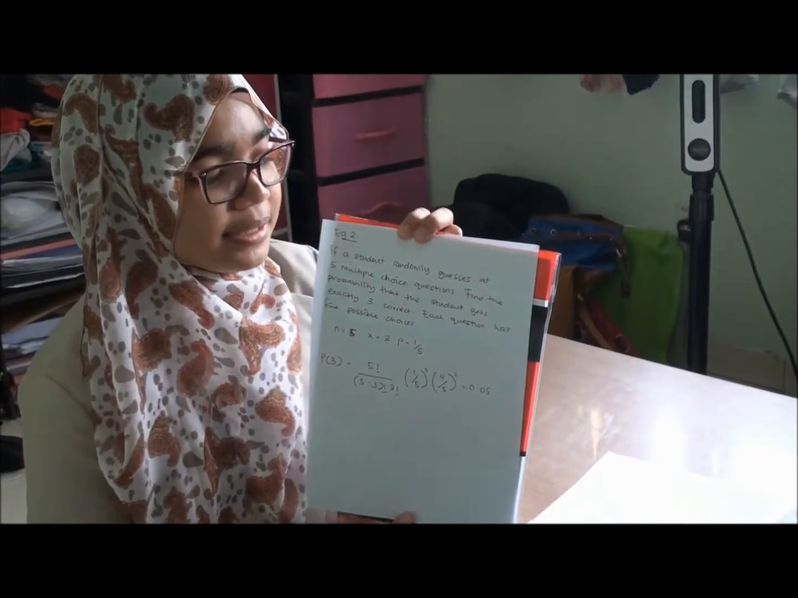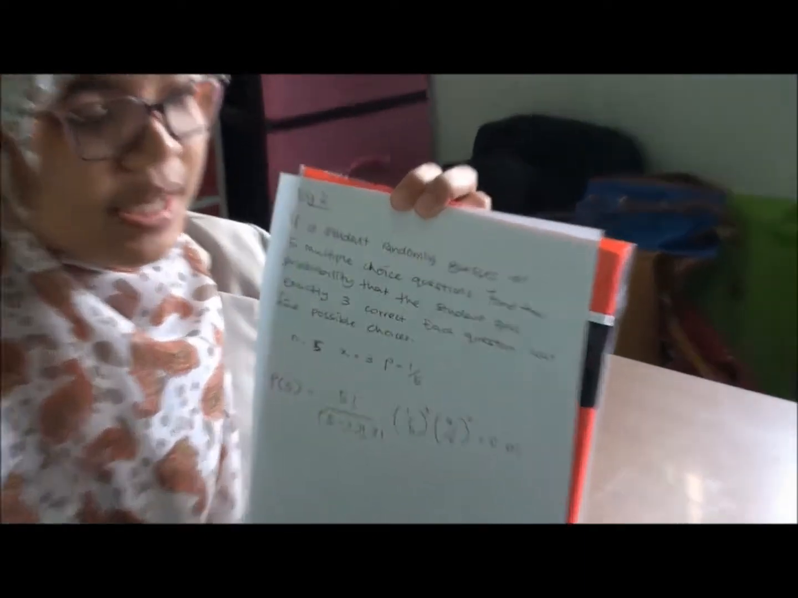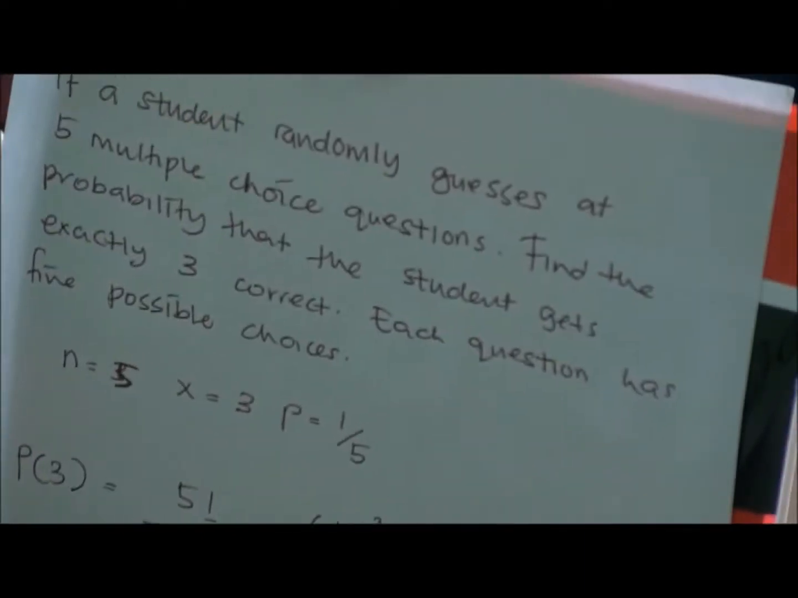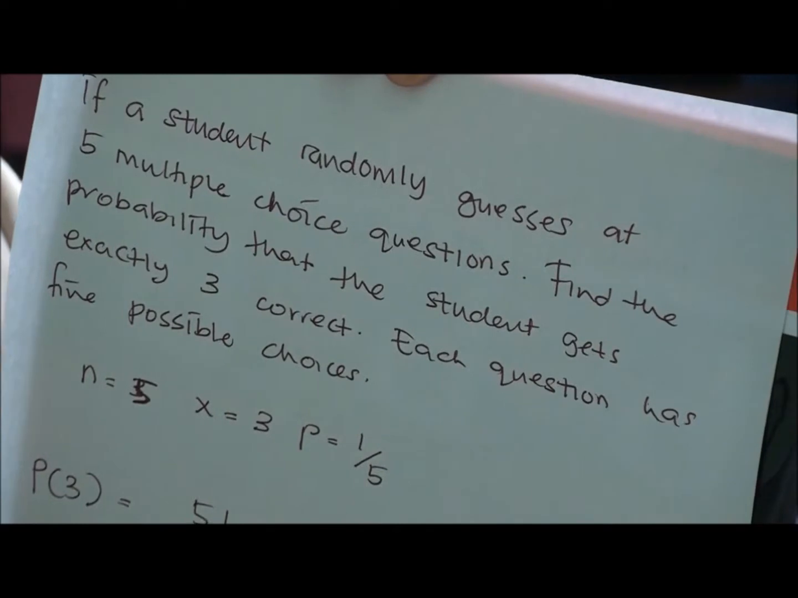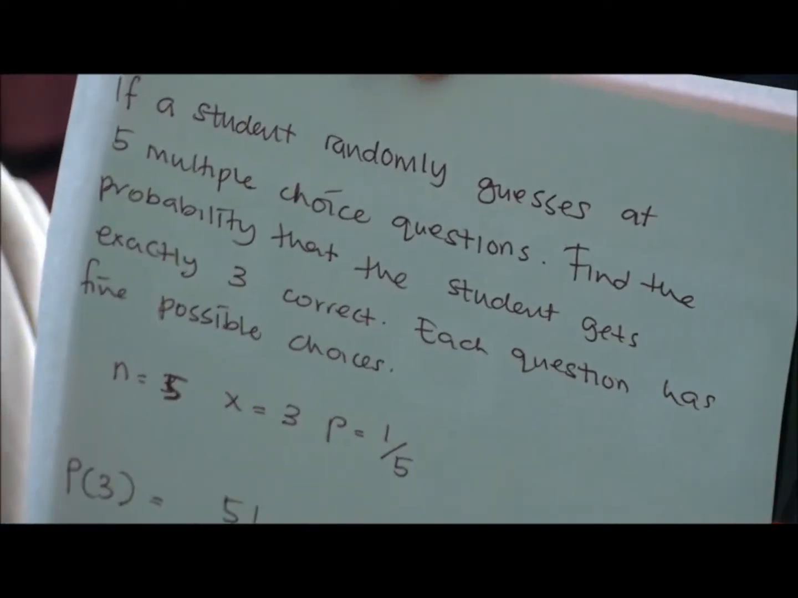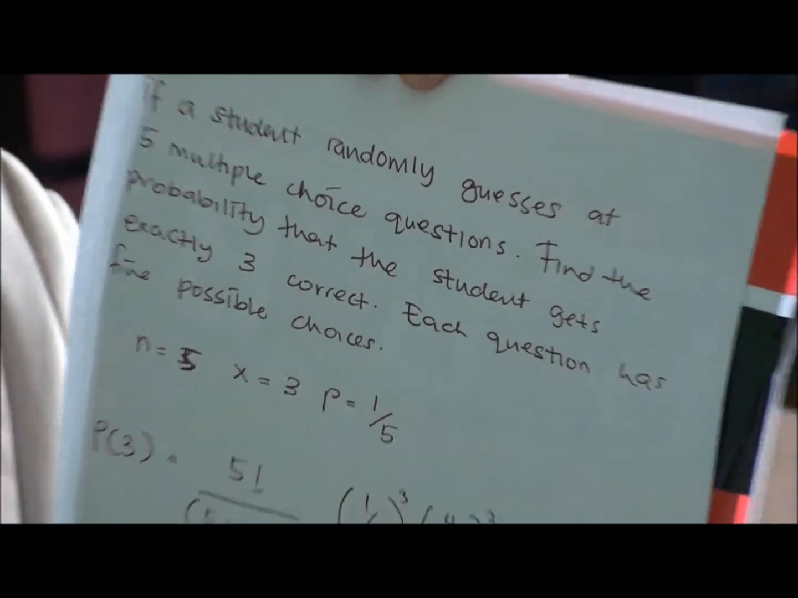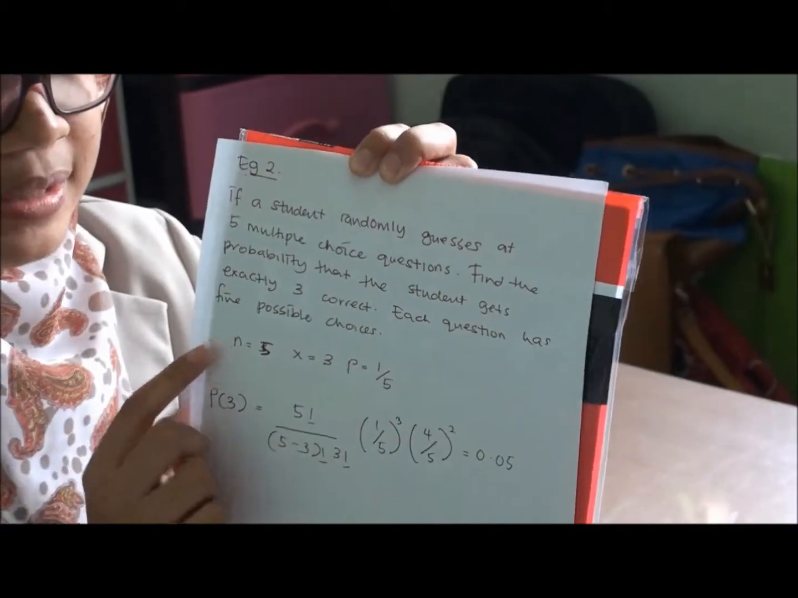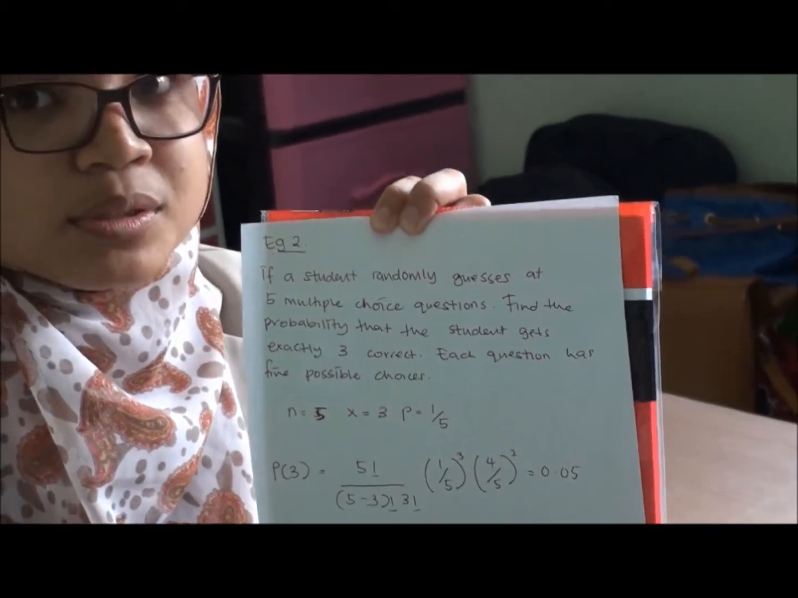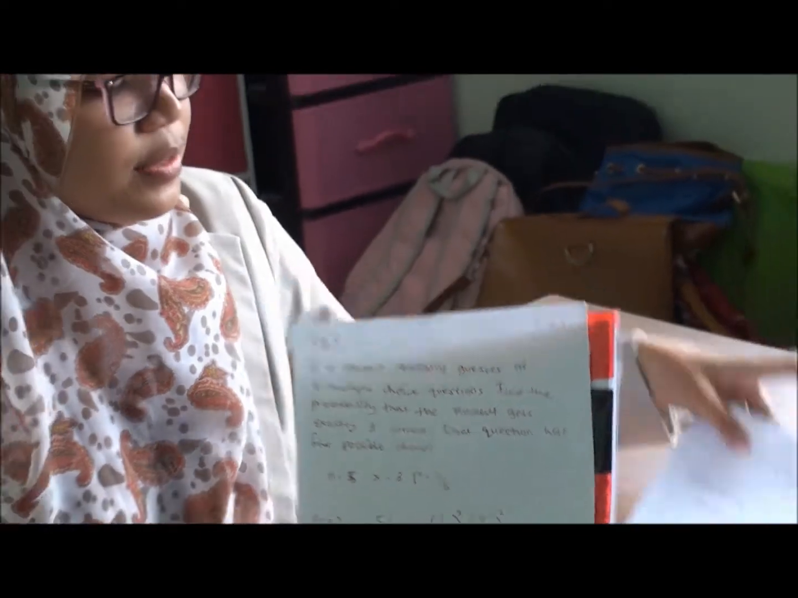For a second example, if a student randomly guesses at 5 multiple choice questions, find the probability that the student gets exactly 3 correct. Each question has 5 possible choices. N is equal to 5, x equals 3, and p is equal to 1 over 5. We plug into this formula.